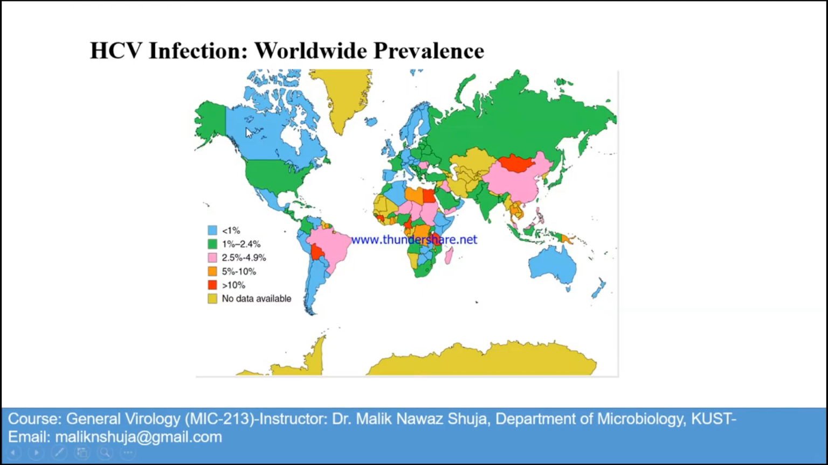In this slide we can see the prevalence of HCV. The red zone shows high prevalence of HCV in regions, more than 10%, while the orange color represents a prevalence of HCV of 5 to 10% in the regions. Here we can see the map of Pakistan, where the prevalence of HCV lies between 1 and 2.4%.